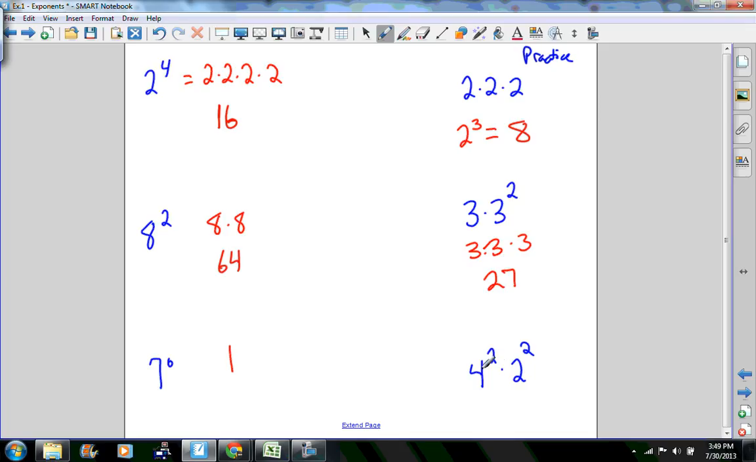And finally, the last one, we have to split these up. This is 4 times 4, and this is 2 times 2. That's 16. That's 4, so our whole answer is 64. Okay, if you have questions on any of these, make sure you ask me. Overall, I don't think it's too bad, though. All right?